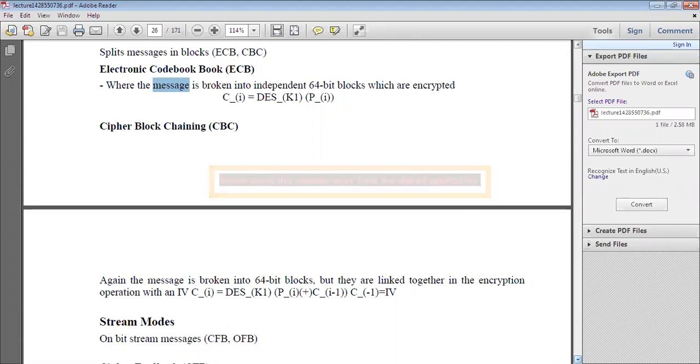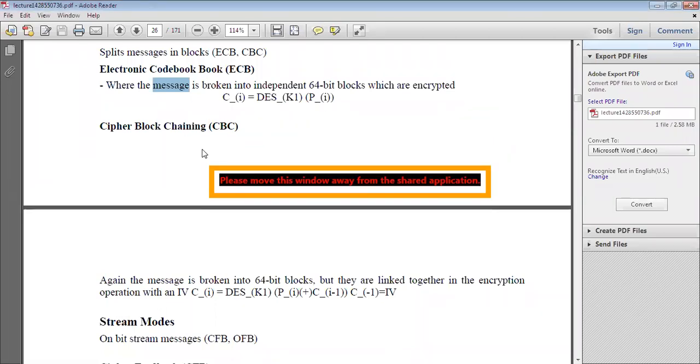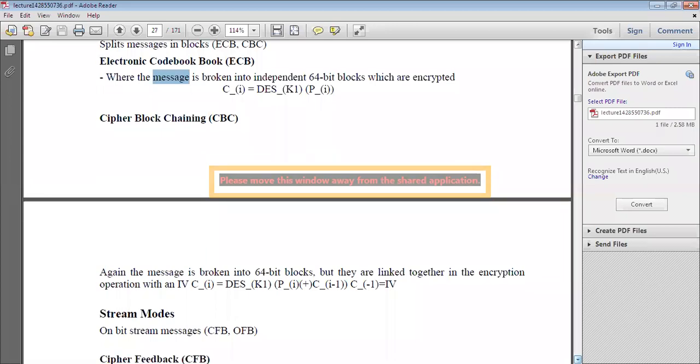What are the block cipher modes you use in symmetric encryption? Here you can use two types of block modes. One is the electronic code book and the second one is cipher block chaining, that is ECB and CBC. And next one is stream cipher. I have already discussed that we use two types of modes of operation. One is the block mode and the second one is the stream mode.